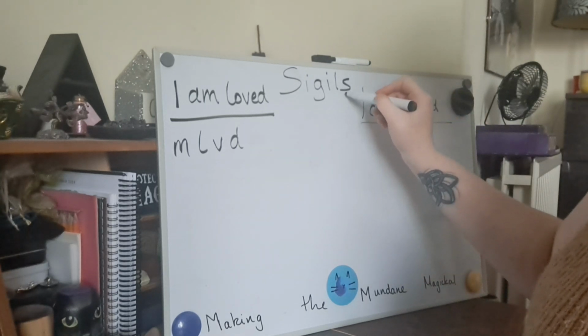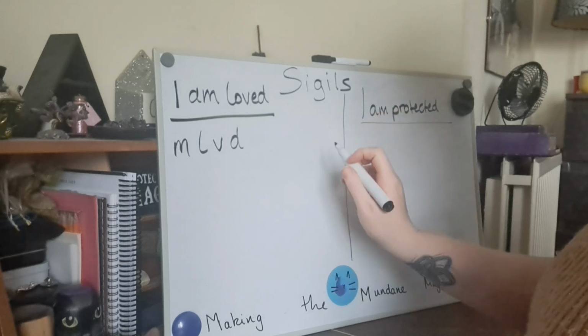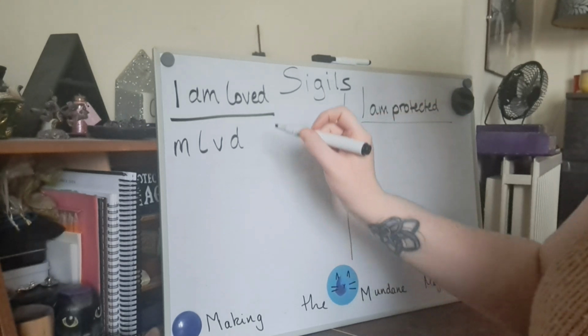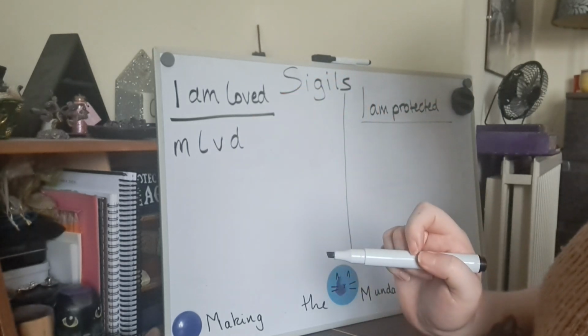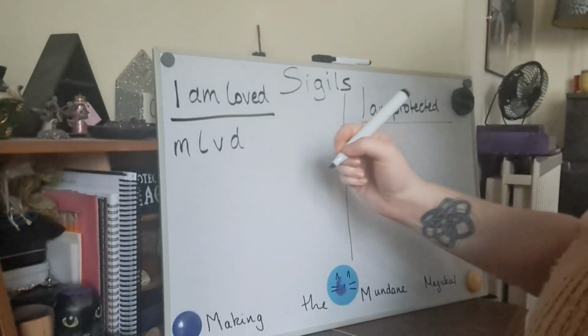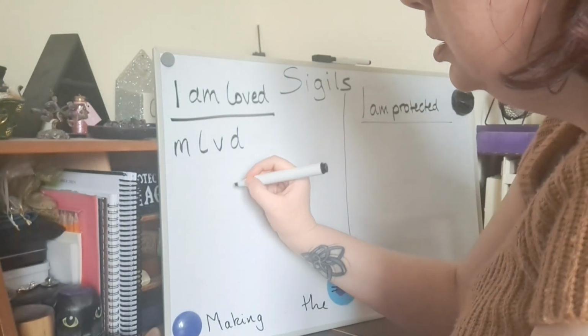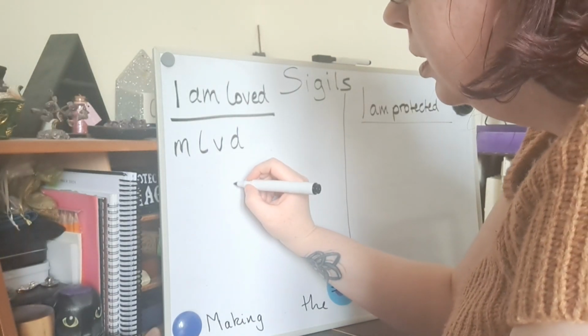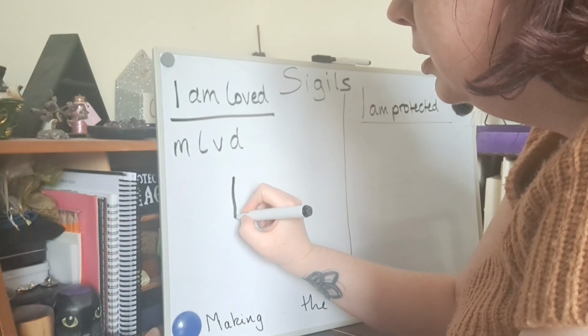So I'm gonna just separate the two. So with these four letters, we can put them together. So we can start with the M in the middle. And I'm doing it lowercase.